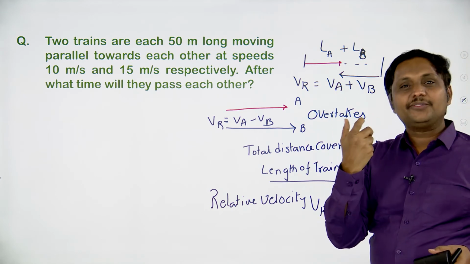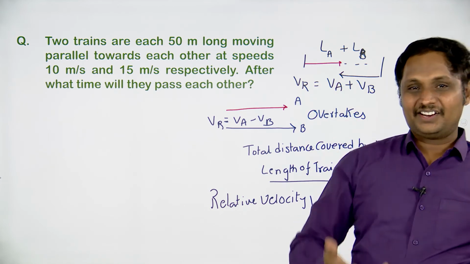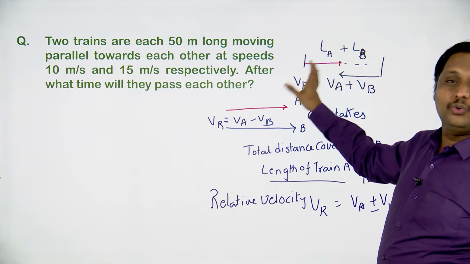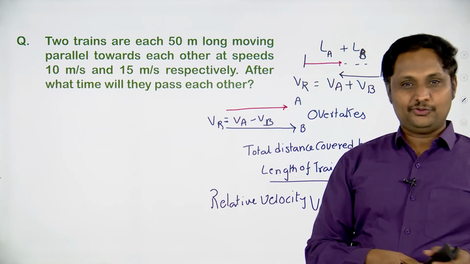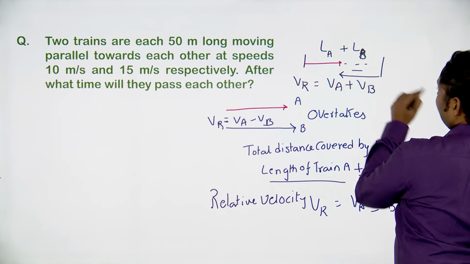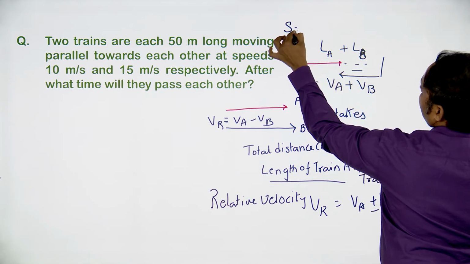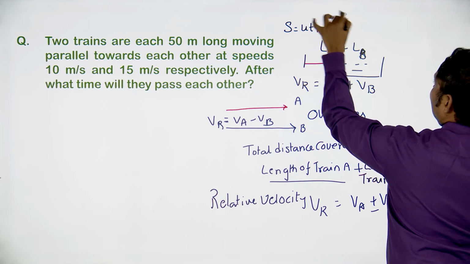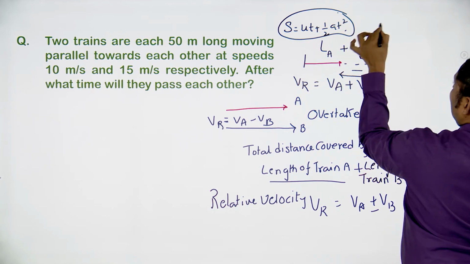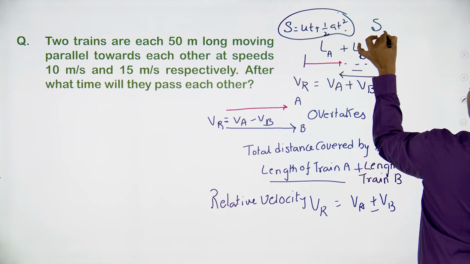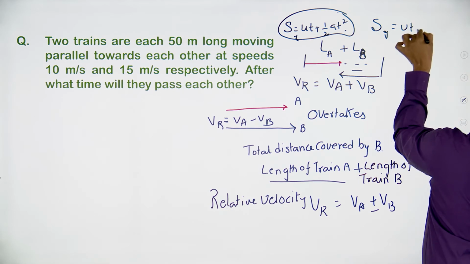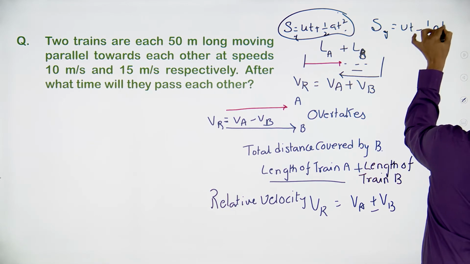So the first train is going to have that acceleration. The second train is going to have that deceleration. Let's assume the negative sign indicates that. So you will take S is equal to ut plus half at square. We have to take this one. So for the other, that is going to be ut minus half at square. It's very clear.